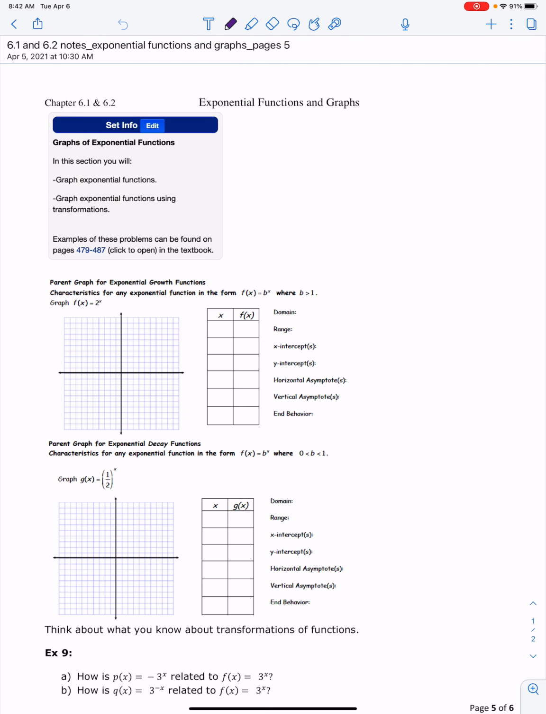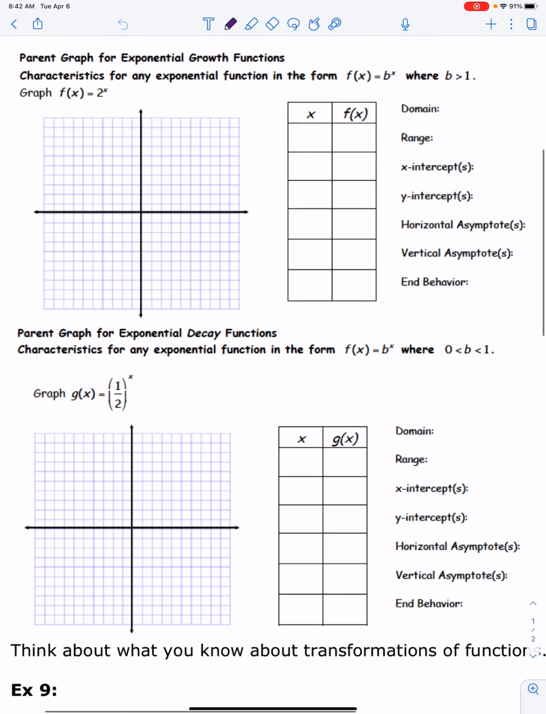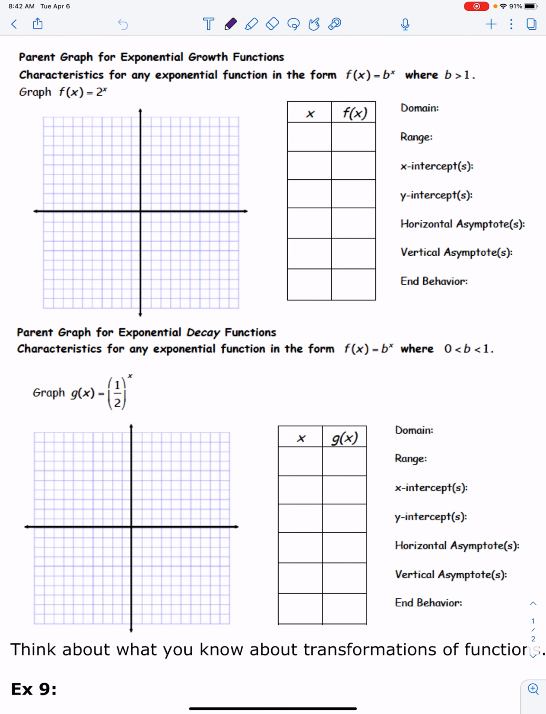So let us take a look at a growth function, and we know this is a growth function because our base, which is 2, is bigger than 1. So whatever we're multiplying by each step of the way, it's going to increase the value because it's bigger than 1. So I'm going to just plug in -2, -1, 0, 1, 2, 3.